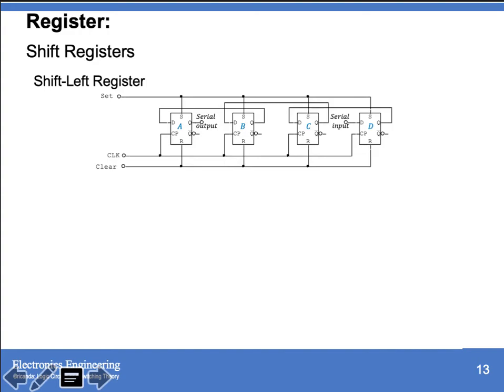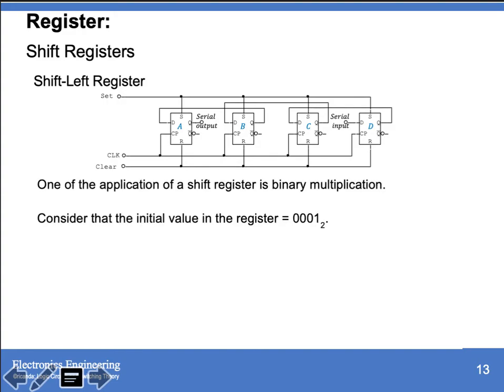Then, one of the applications of this shift left register is binary multiplication. If we consider that the initial value inside your register is 0001 base 2, since we have 4 latches in the register, the initial value is equal to 0001. Then we put an input to your rightmost with 3 0s. The numerical value of the data inside your register is equal to 1.